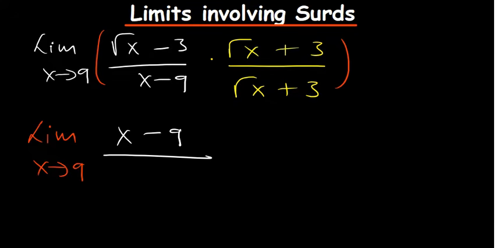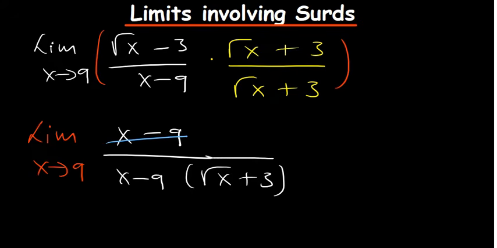Over. Now this times that, we just keep it as it is. x minus 9 and then multiply by root of x plus 3. Okay. So I left it for one purpose, just to divide with the numerator to avoid a 0. And then what we end up with is, let me just move this a bit up.